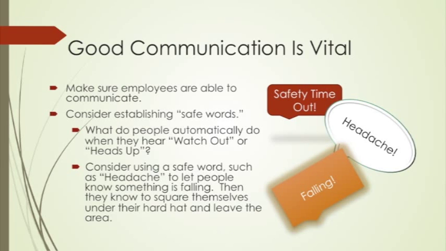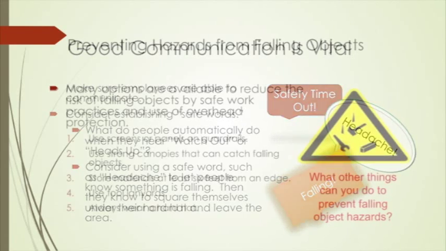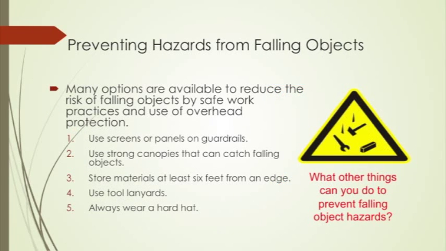Fall protection systems are not just for those working at heights greater than 6 feet. It is also for those below. Several options include using screens, panels, or guardrails, using canopies to catch falling objects, storing material at least 6 feet from the edge, using lanyards to raise and lower objects. Wearing a hard hat is always a must when overhead danger is around.